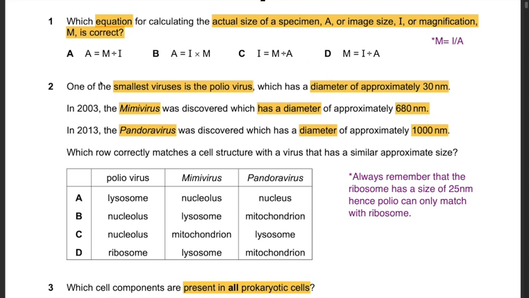Therefore, if you go to the answers A, B, C and D, the best answer over here and the only answer possible is answer D, because answer D itself, they have given straight away that magnification is image size upon actual size. Therefore, if you remember that formula, you can apply it in these kinds of questions. Hence, once again, the answer is D.